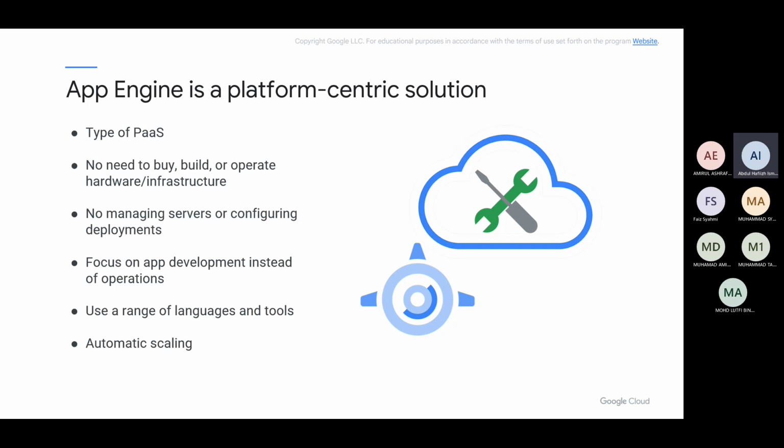So App Engine can save organizations time and cost in software application development by eliminating the need to buy, build, and operate competing hardware and other infrastructure. This includes no server management and no need to configure deployments. This allows engineering teams to focus on creating high-value applications instead of no-value operation work.